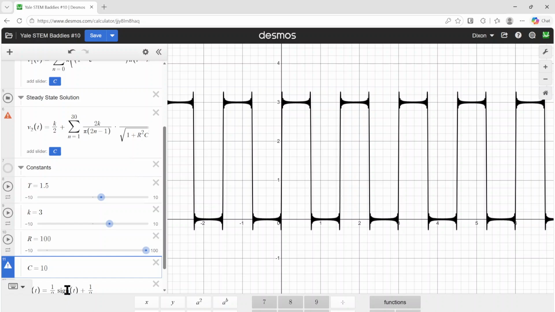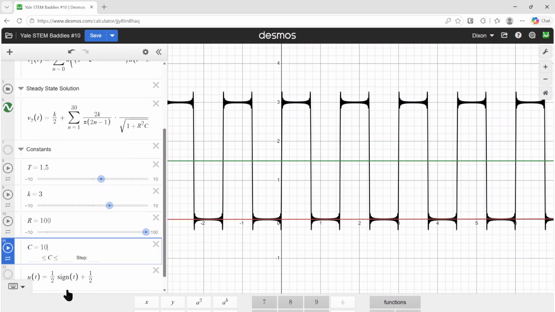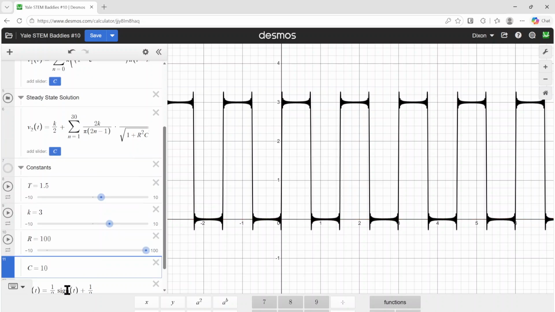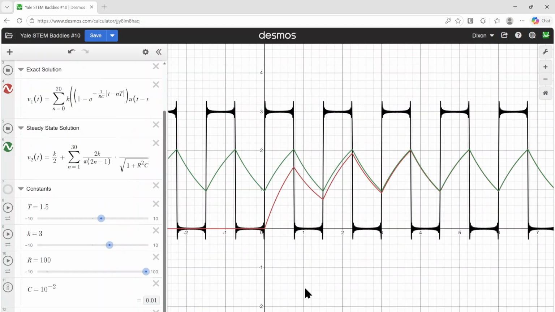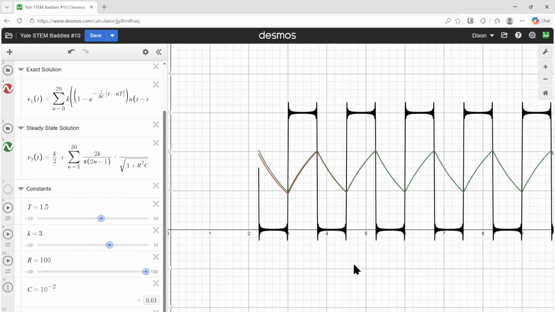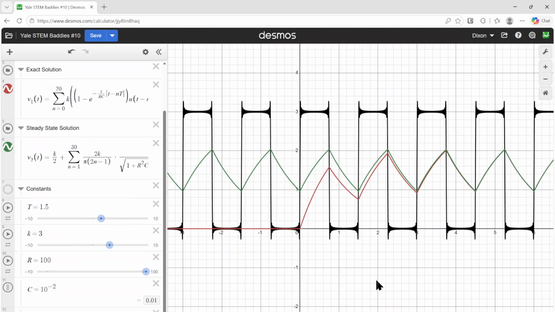There are all these different relationships that you can play with. This is all pretty powerful stuff, these filters. And as you can see, we now have this representation of the steady state solution.